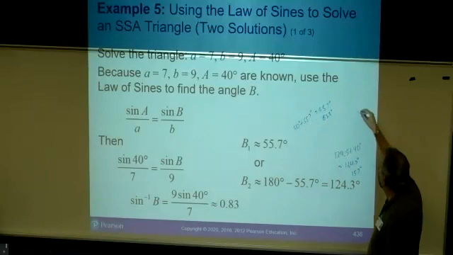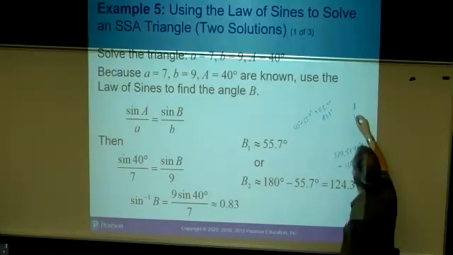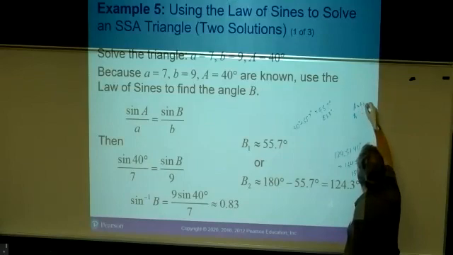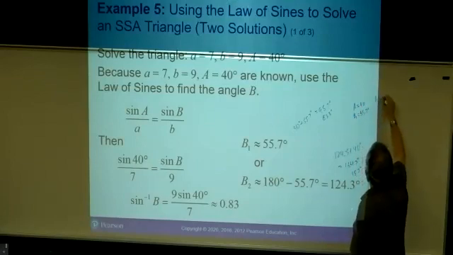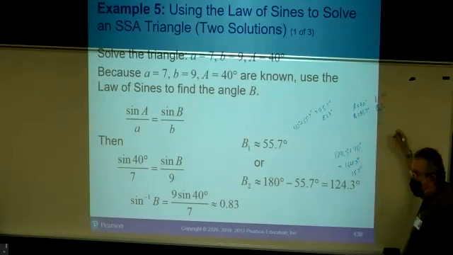So far we have angle A with angle B sub 1. Angle A is 40, angle B sub 1 is, what was that, 55.7. And then angle A still is going to be 40, but now angle B is 124.3.